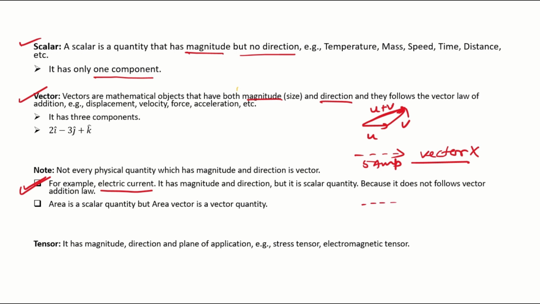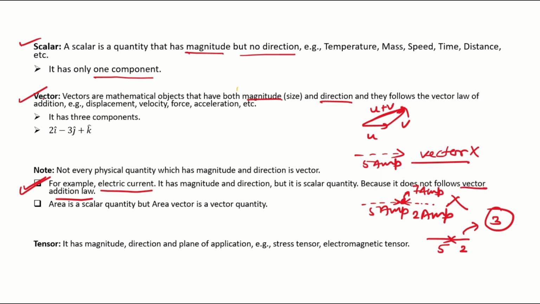Suppose 5 ampere current is flowing in this direction and 2 ampere current is flowing in this direction, right? And here we have some junction. So how much current will we get? 7 ampere, right? At the junction we will have 7 ampere current. But according to the vector law of addition, if you have a vector of length 5 and in the opposite direction you have a vector of length 2, then the resultant vector will have length 3, not 7, right? So electric current does not follow the vector law of addition, so it is not a vector quantity.